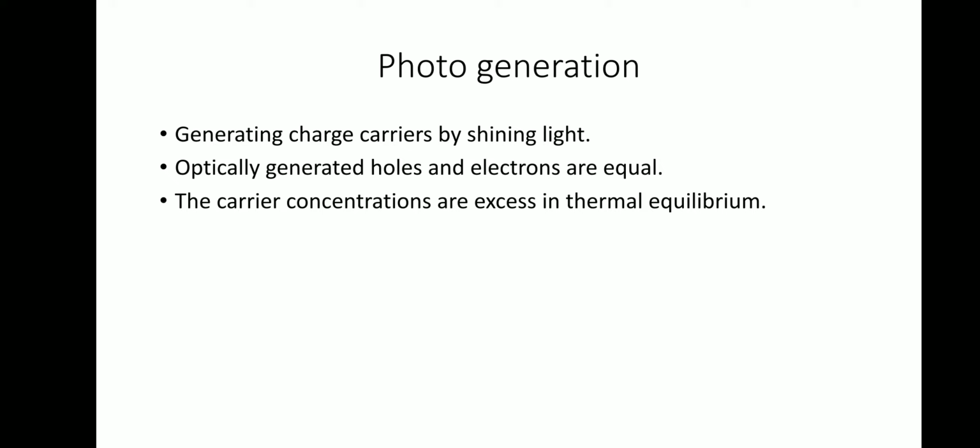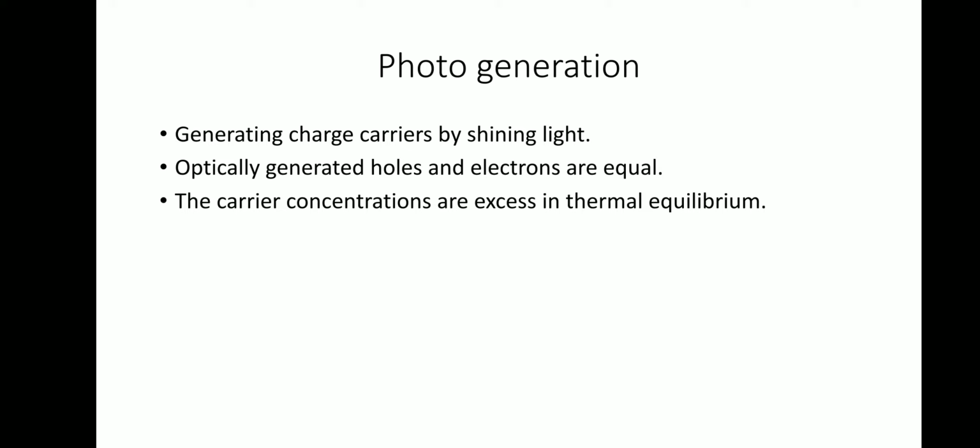The first method is photo generation. As the name itself says, it uses light energy. This is the process of generating excess carriers by shining light on a semiconductor. We use optical energy or any source of light to generate excess carriers beyond the thermal equilibrium concentration. You should remember that excess carriers are generated using any form of energy other than temperature, and if the energy used is a source of light or optical energy, we call it photo generation.